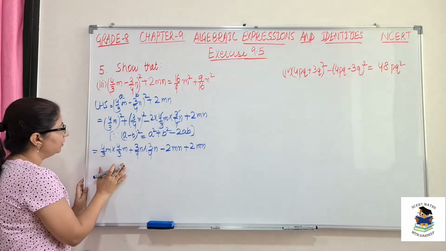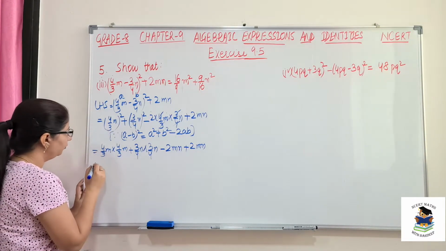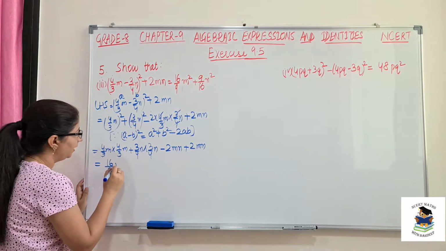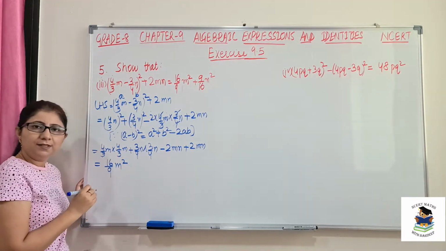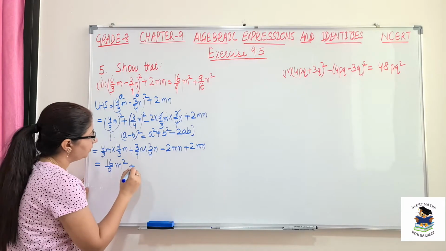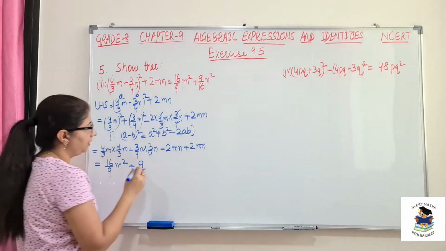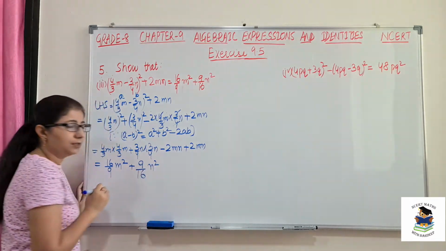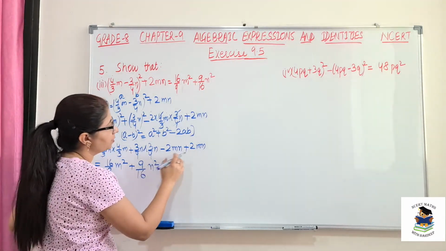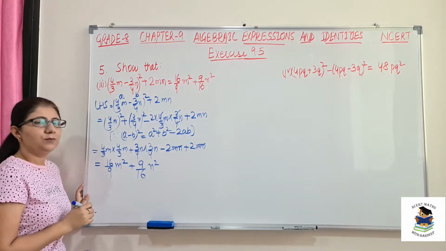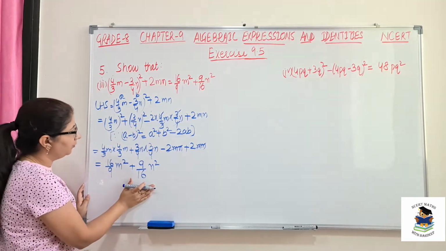Right. So now we will solve it. Here 4 into 4 as 16. 3 into 3 as 9. M into m as m square. Next 3 into 3 as 9. 4 into 4 as 16. N into n as n square. Minus 2mn plus 2mn will be cancelled because they are same terms with opposite sign. So we are left with this.